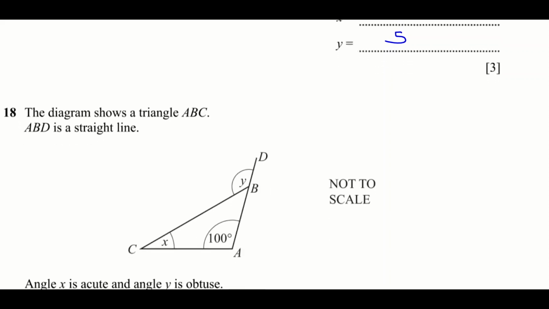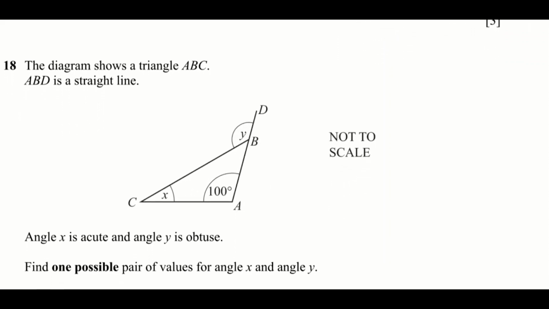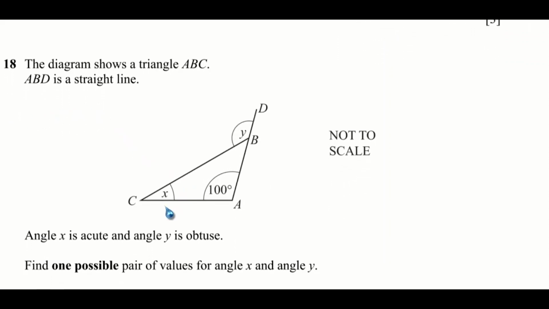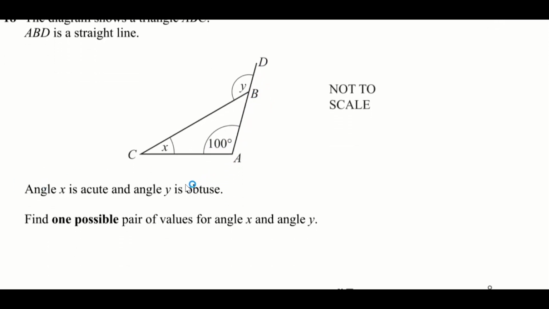Question 18. The diagram shows a triangle ABC. ABD is a straight line. Angle X is an acute angle, and angle Y is an obtuse angle. So that means angle X is less than 90 degrees, and angle Y is more than 90 degrees but less than 180 degrees.